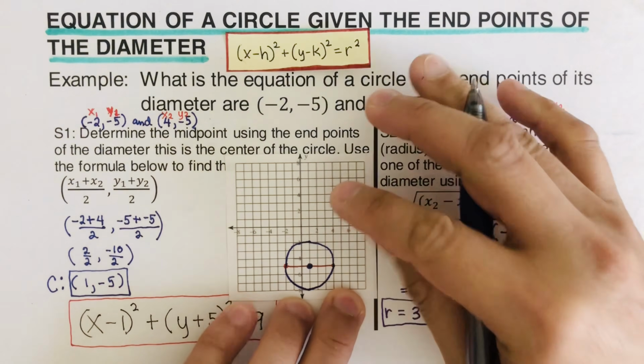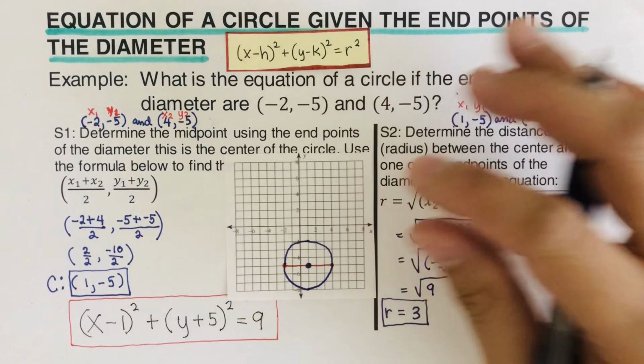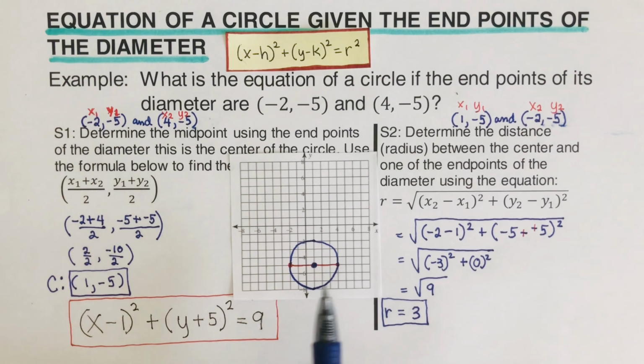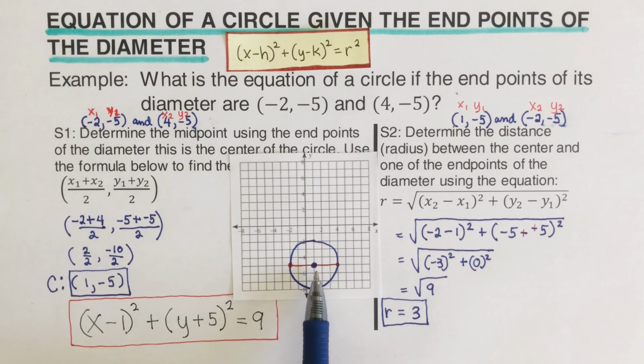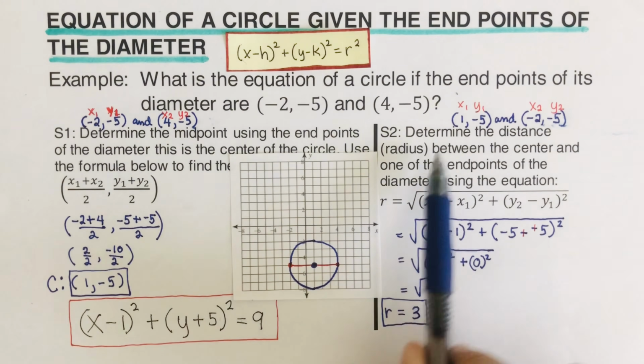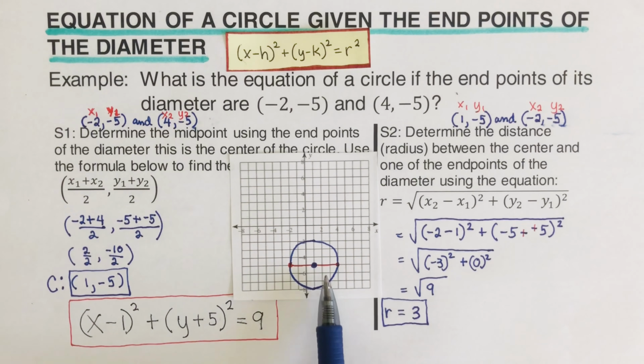And this circle actually satisfies the condition that we have over here, that the endpoints of the diameter are these two red dots. And then we did all these steps in step 1, and we got the center, which is 1 and -5. And then we did the second step to find the radius, and the radius was 3. And so as you can see, this red line here is the diameter of the circle.